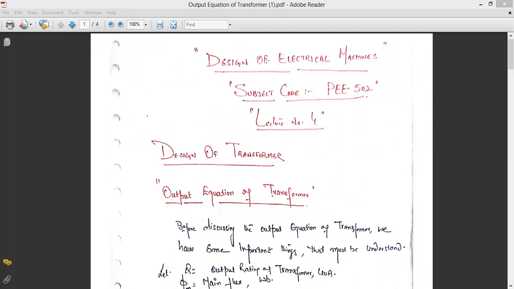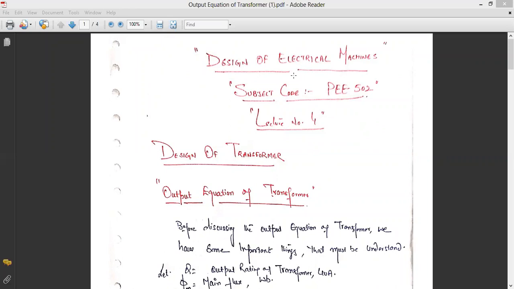Now for the design of a transformer, or for the design of every machine, whether it is a generator, a motor, or a transformer, we have a simple guideline, and under this guideline we have to design a particular machine. The guideline for designing a particular machine is the output equation. So in today's lecture we are discussing the output equation of a transformer.